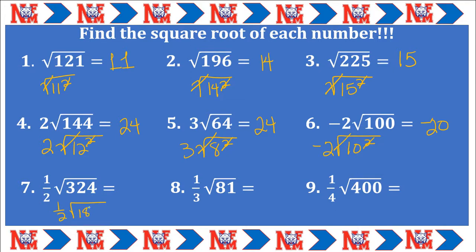324 is 18 squared. Again, I know my perfect squares, so it makes life easy. We're going to take the square root, and we have 18 times 1/2. Multiplying by 1/2 is the same as dividing by 2, so we get 9.